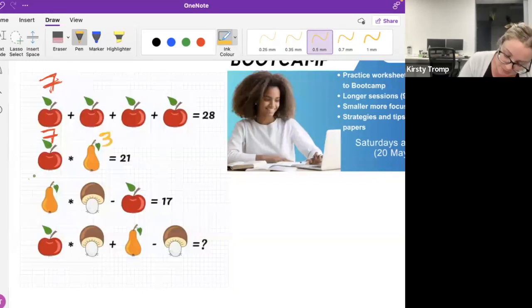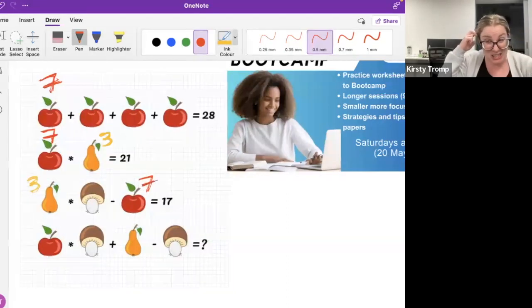So now I've got my pear times by my mushroom minus my apple is going to give me 17. So this one's a bit tricky. This one's a little bit tricky. Okay, have a look at it. All right, let's have a look at how I would get it.